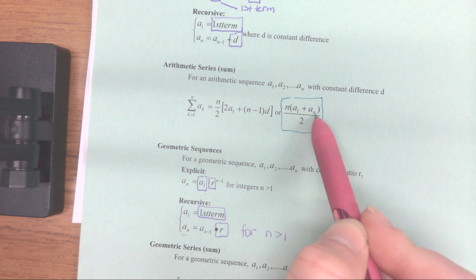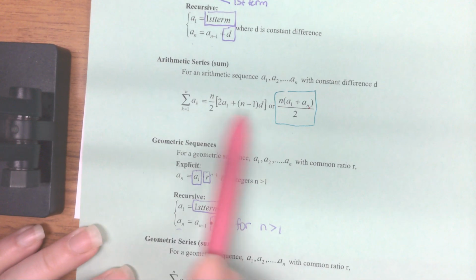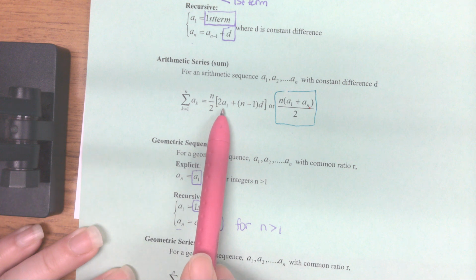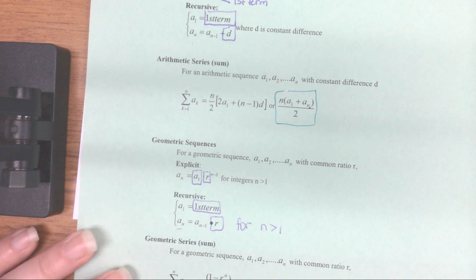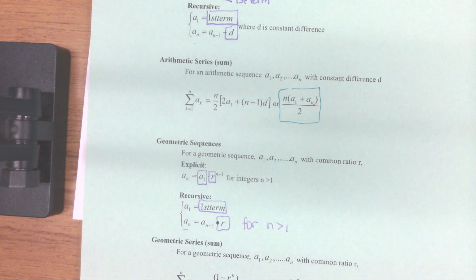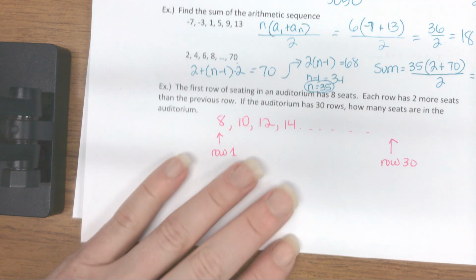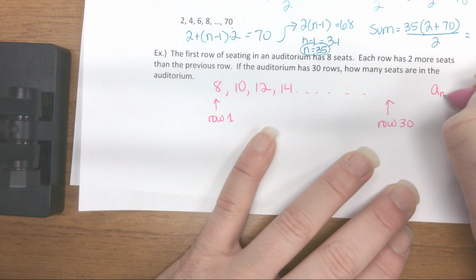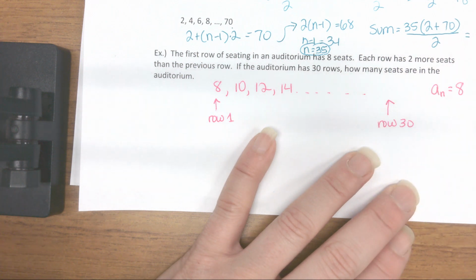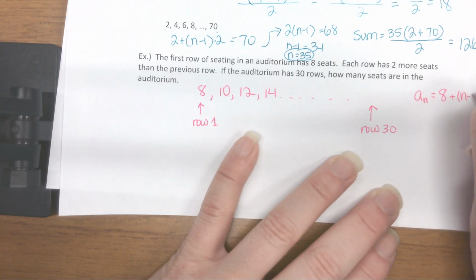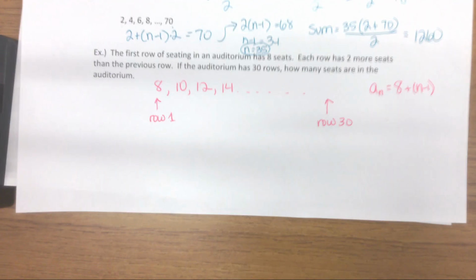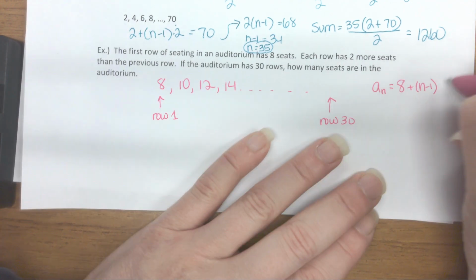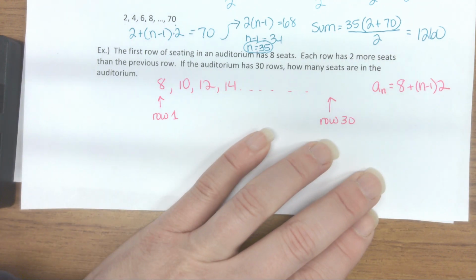So we have some choices here. If you want, this one right here doesn't have the a sub n, so you could try using this formula. Or if that looks too overwhelming to you, you can do what we were just doing in our opener and use the explicit formula to figure out what the last term is. I think that's what I'm going to do. So this is defined by a sub n equals a sub 1, which is 8, plus n minus 1 times the common difference. And let's set that equal to the 30th term.